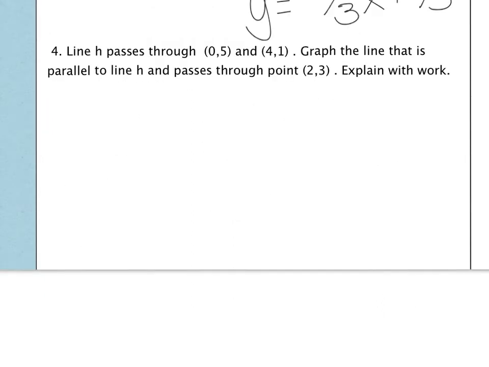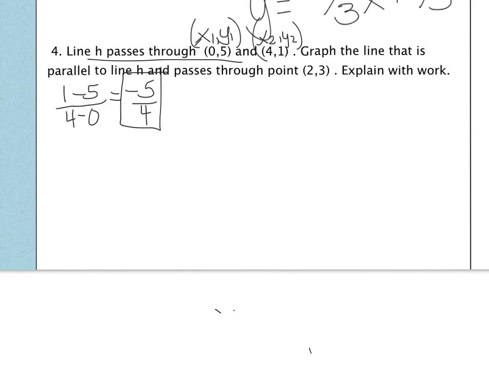Our last question, number 4, says line H passes through the points (0, 5) and (4, 1). Graph the line that is parallel to line H and passes through point (2, 3). So just like question number 1, first we need to find the slope of the 2 points for the particular line that was given. So let's do that. We have found the slope. The slope between these 2 points on this line is going to be negative 5/4.